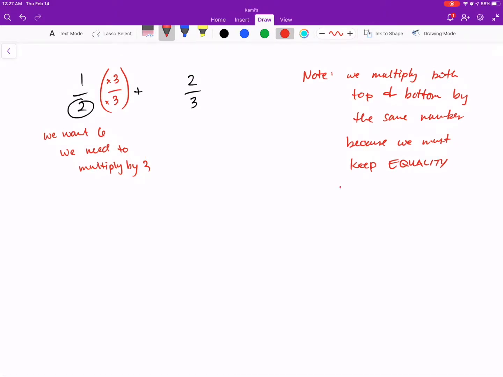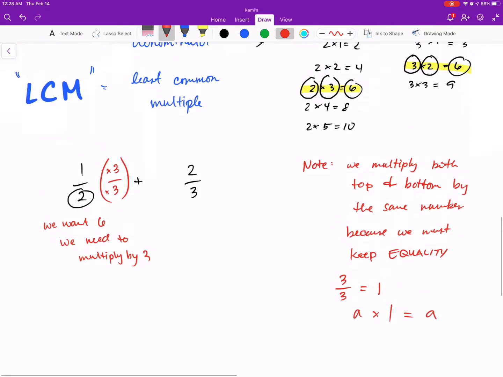We're not changing anything by multiplying 3 over 3, because 3 over 3 is what? How many times can 3 go into 3? 1, right? And 1 times any number, say a, so any number a times 1 will always be the same number. So there's not a change. That's why we multiply the top and bottom by the same number.